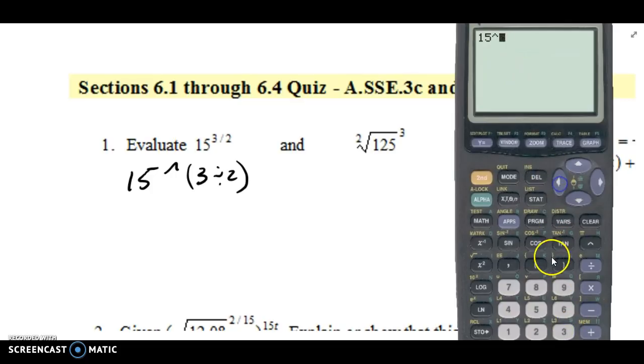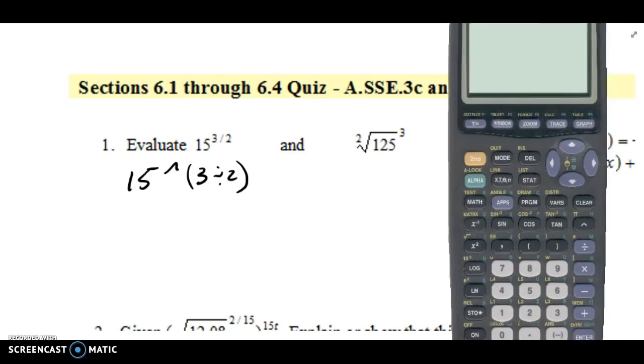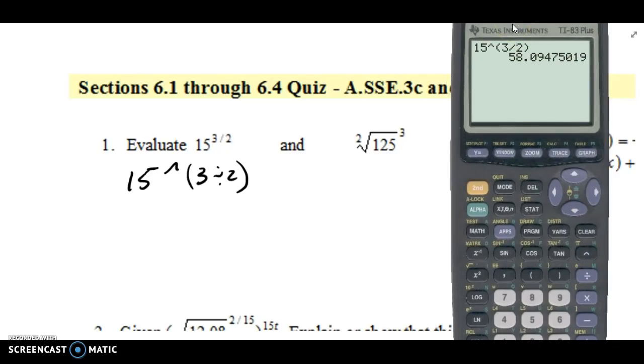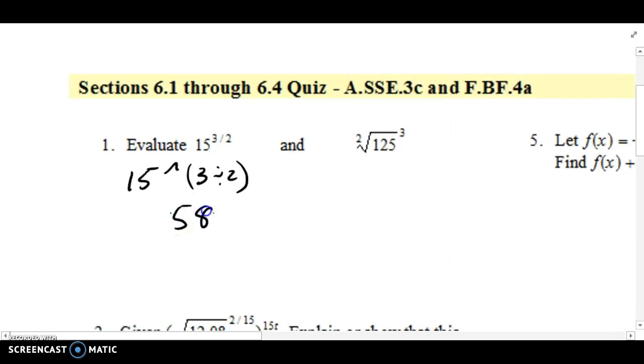Oh, we're going to go back. We've got to do parentheses. Don't forget your parentheses. 3 divided by 2, close parentheses. And once it looks like that, we're going to hit enter. We're going to get our answer of 58.09. So, 58.09.